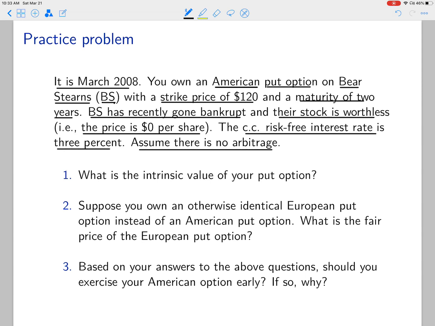We want to answer 3 questions. First, you have an American put option. What is the intrinsic value of your put option? It's the same as calculating it for European options. Second, suppose instead you own an otherwise identical European put, same maturity, same strike, instead of this American put option. What is the fair price of the European put option? Third, based on your answers to the above, should you exercise the American option early and why?